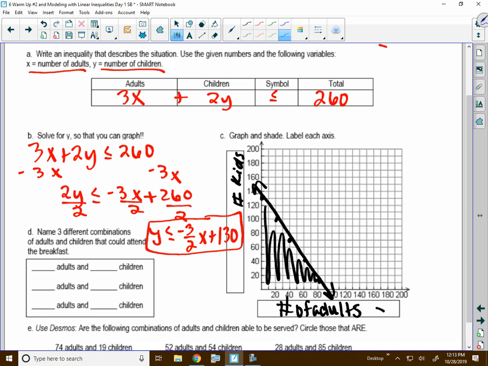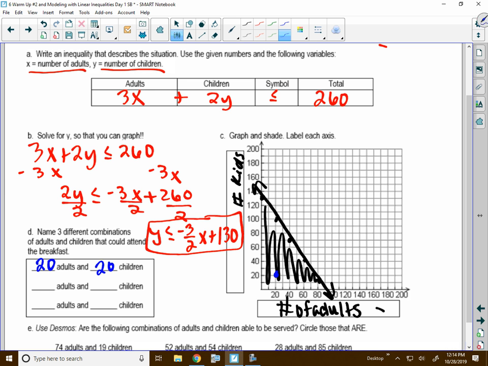All right, so part D, it says name 3 different combinations of adults and children that could attend the breakfast. So when we did inequalities before graphing them, we talked about the shaded region being our solution set, and that has not changed. So when you pick out these combinations, you're just going to find a combination within the shaded region. So for example, I could do the point 20, 20, which tells me I could have 20 adults and 20 children, and feed them and stay under 260 pancakes. Okay? There's so many that you can choose here, so it's totally up to you. It just has to be in a shaded region.